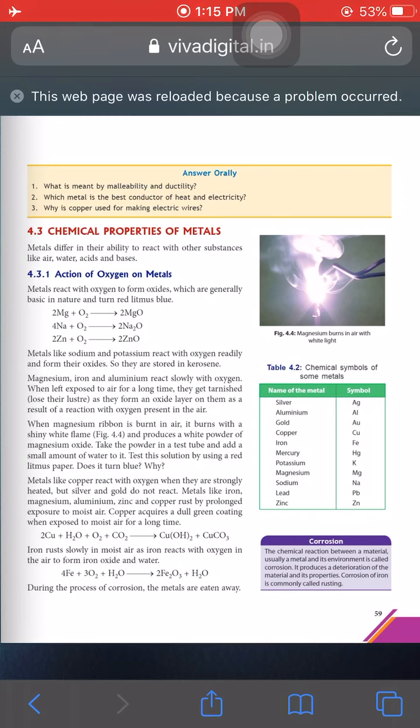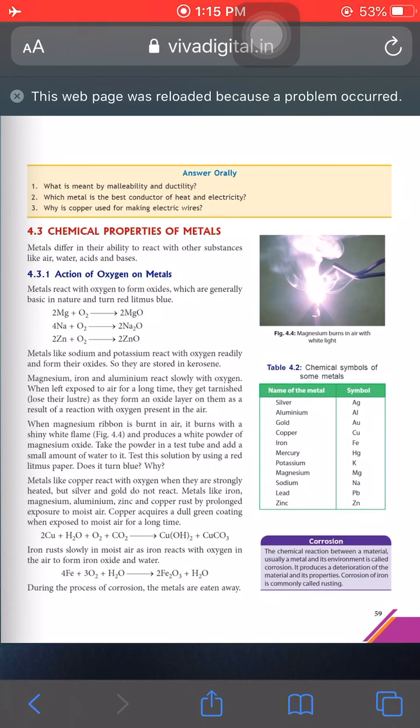Now metals like sodium and potassium react with oxygen readily and form their oxides. So they are stored in kerosene. The symbol of sodium is Na. The symbol of potassium is K. These two metals are kept under kerosene because when they react with oxygen, they catch fire immediately. So these two metals are kept under kerosene oil.